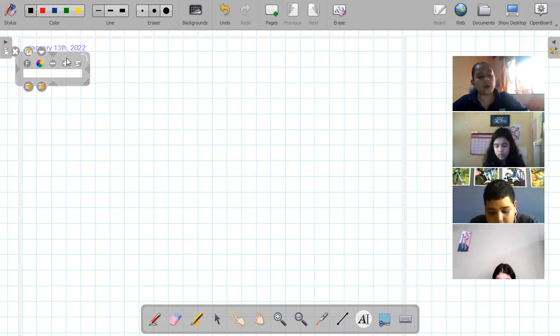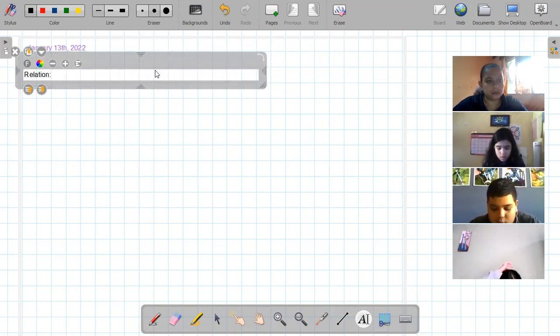The first word that we're going to define is relation. What is a relation? Okay, a relation is a set of ordered pairs, meaning a group of ordered pairs, a group of points. That is a relation. Any group of points, that is a relation.